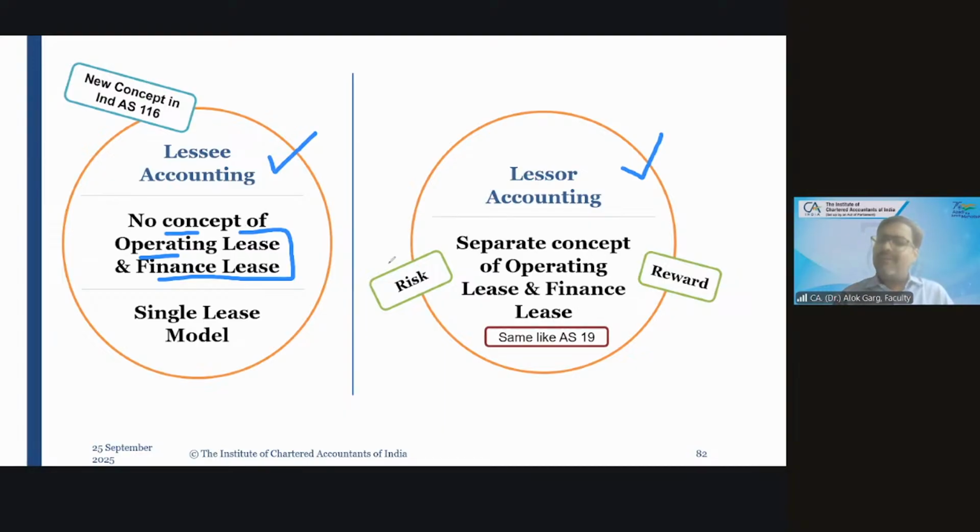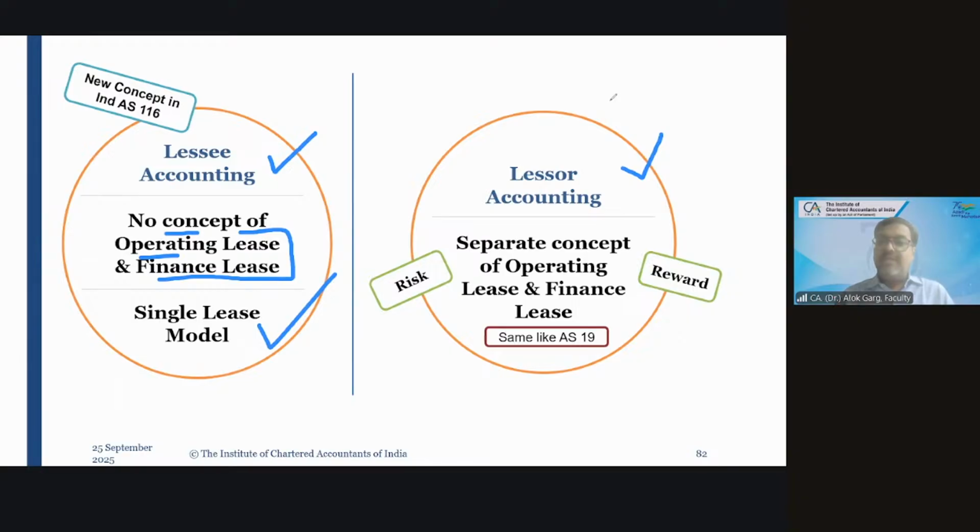And what we covered is that whatever is the lease term, whatever is the lease payment you are making, you have to do the discounting of the lease payment on the commencement date, and whatever is the present value of the lease payment, that will be recognized as a lease liability and right of use asset. Okay. So that's what we discussed. There is only a single lease model.